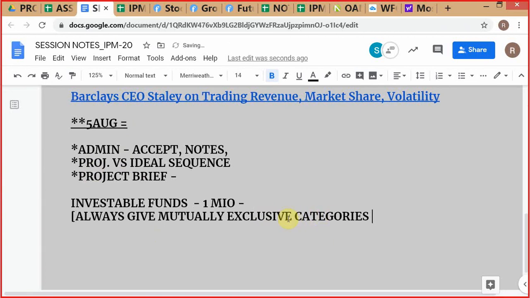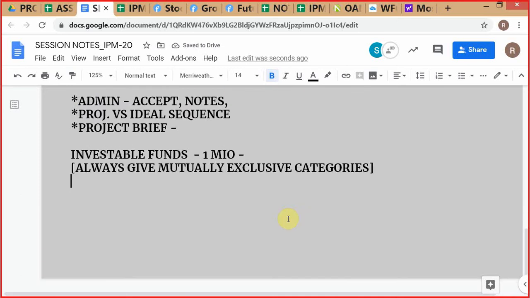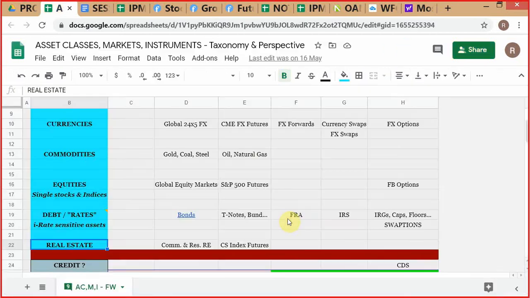Okay, let me put this in. It's a diagram, right? So I'm just going to give you the: which asset class are we going to invest in?